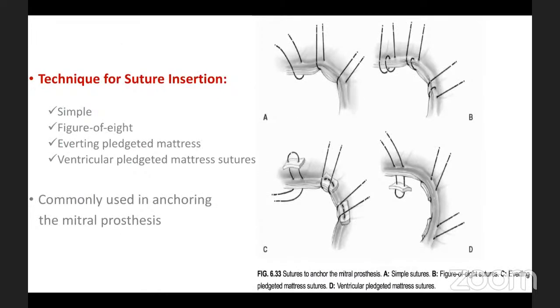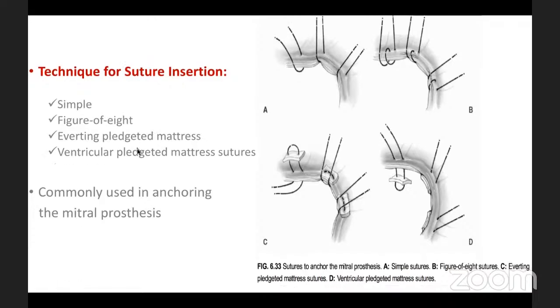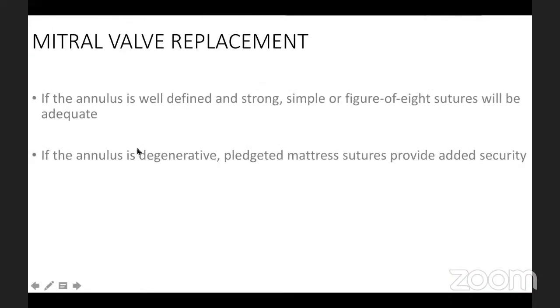For the technique of suture insertion, we have 4 techniques: either simple, as we can see here in picture A, or figure of 8 in picture B, or everted pledgeted mattress suture, or ventricular pledgeted mattress suture. These are commonly used in anchoring the mitral prosthesis. If the annulus is well defined and strong, simple or figure of 8 sutures will be adequate. And if the annulus is degenerative, pledgeted mattress sutures will provide added security.